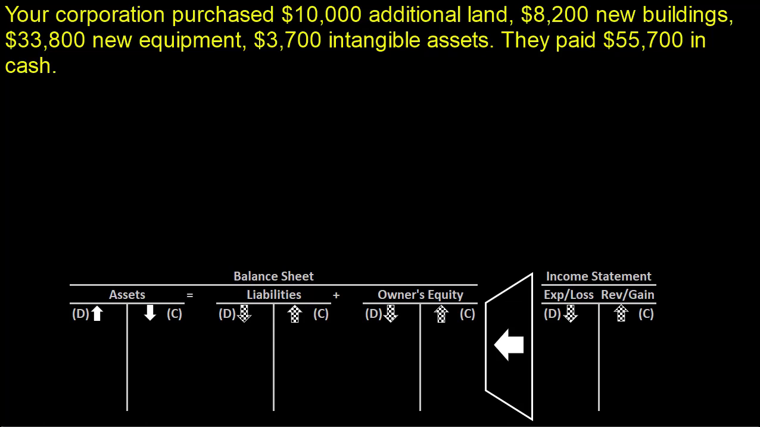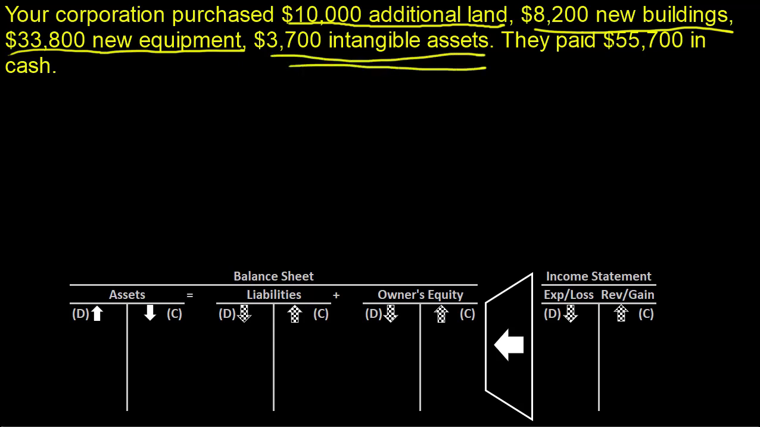So, your corporation purchases $10,000 in additional land, $8,200 in new buildings, $33,800 in equipment, and $3,700 in intangible assets. All right. Your company pays $55,700 in cash. So what's our debits and credits?